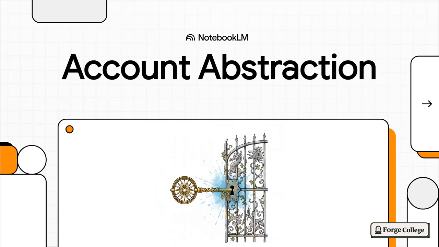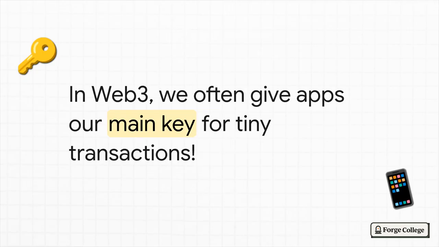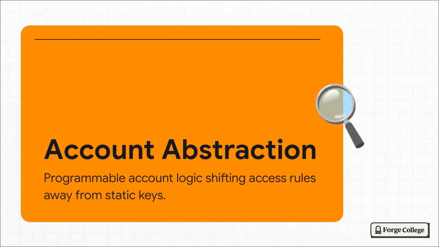Today, we're totally unpacking the foundations of account abstraction on Solana. Would you hand a stranger your master house key just to water your plants? Yeah, probably not. But in Web3, we literally hand mobile apps our main private key for tiny, everyday transactions. Okay, let's dive into this.